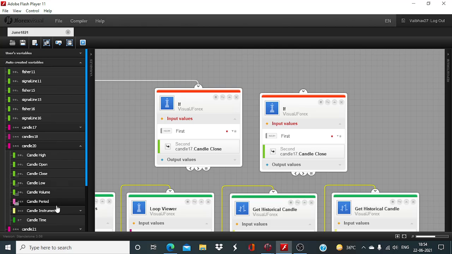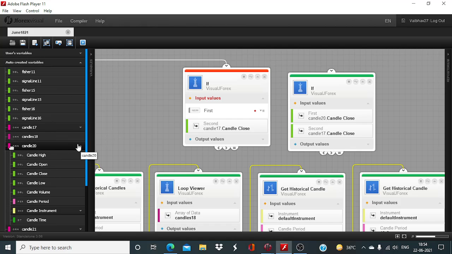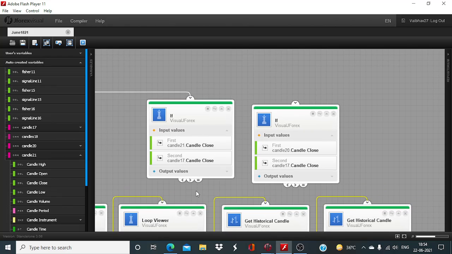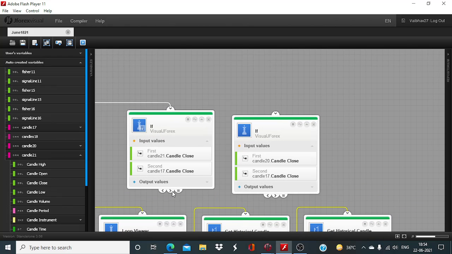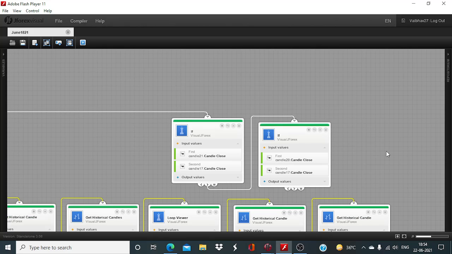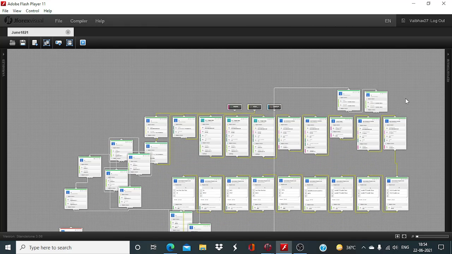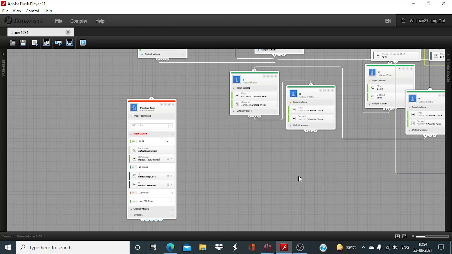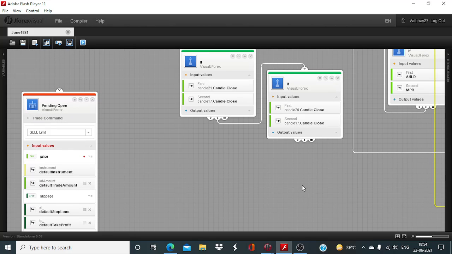So we have to take these two values and they need to be compared. First input greater than second input, and after that, in this case, it should be first input less than second input. Okay, and we join this to the trade command block. First input less than second input.